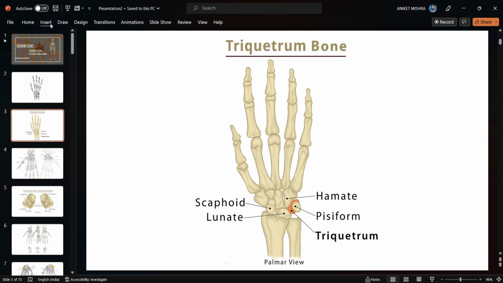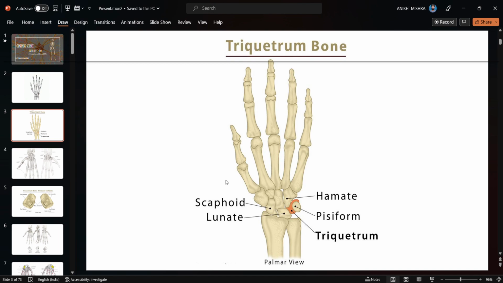The triquetral bone, also known as the triquetrum or pyramidal bone, is a wedge-shaped, three-faced carpal bone, formerly known as the cuneiform bone, located in the wrist on the medial side of the proximal row of the carpal bones, between the lunate and the pisiform bone.